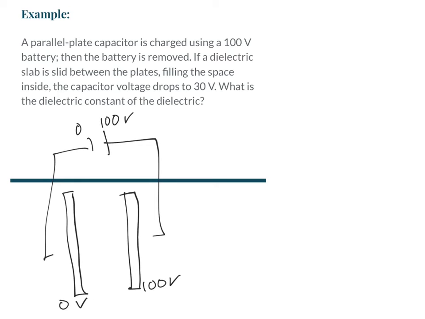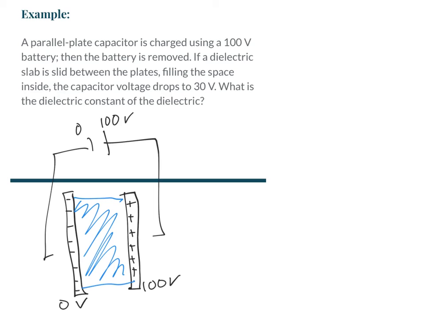And to know which side has positive, you know that the positive side is going to have more potential than the negative side. So this one's positive, this one is negative. So there's our capacitor. We've charged it up to a potential difference of 100 volts. The battery is removed, and we're going to put a dielectric in here. Okay, so now this is going to be filled with something else. Filling the space inside the capacitor, the voltage drops to 30 volts. What is the dielectric constant?